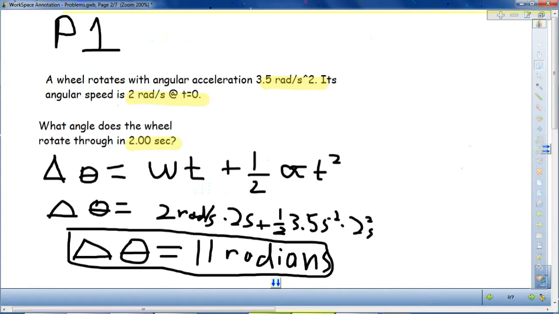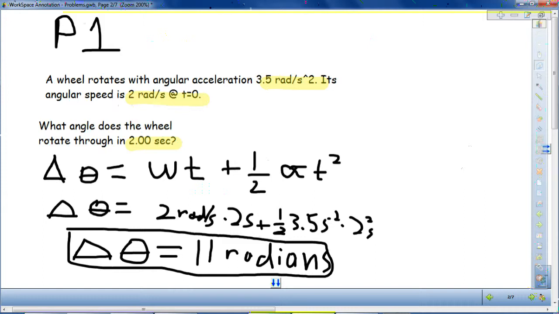So the first problem is a wheel rotating with an angular acceleration of 3.5 radians per second squared. Its angular speed is 2 radians per second at t equals 0. The question is, what angle does the wheel rotate through in 2 seconds?